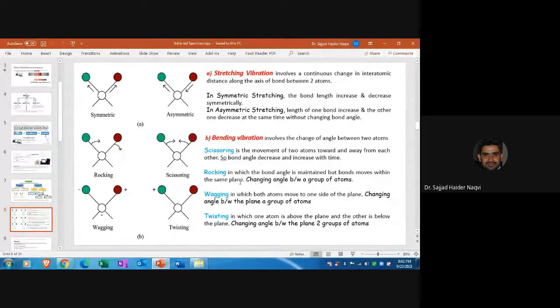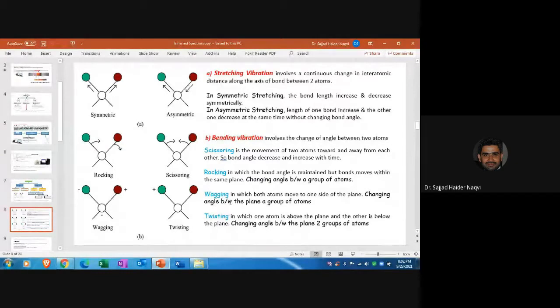While in the rocking mode, the bond angle is maintained, but the bond moves within the same plane. That means changing the angle between the group of atoms. This is called the rocking mode, right? You can differentiate between the scissoring and the rocking mode.